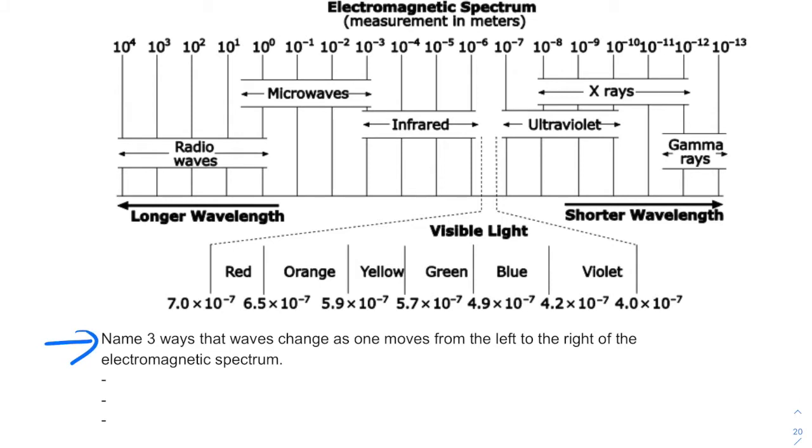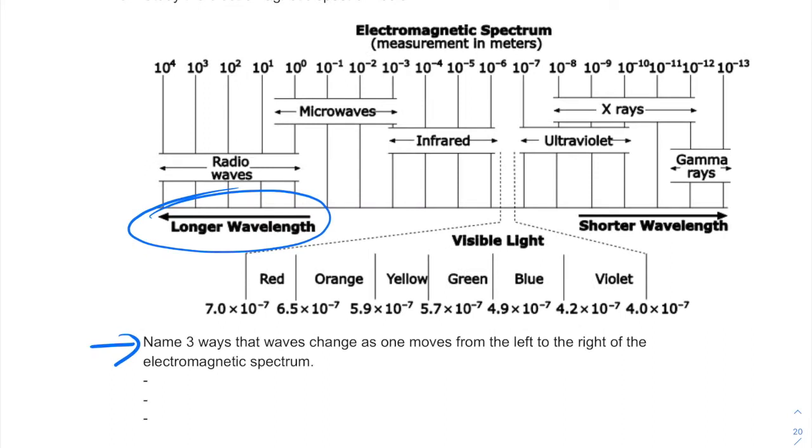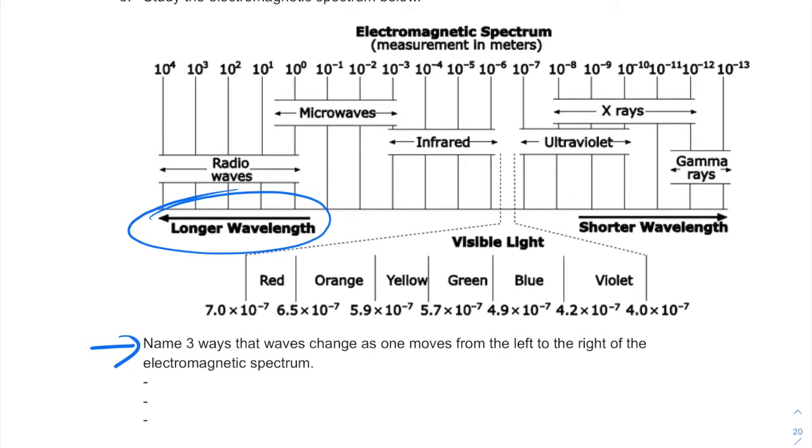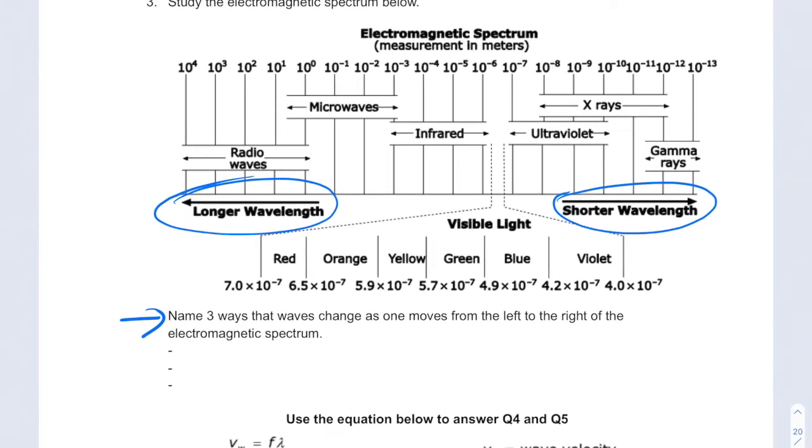It says, name 3 ways that waves change as one moves from the left to the right of the electromagnetic spectrum. So on the left you can see we have longer wavelengths, like radio waves are very long. And then on the right hand side you have short wavelengths. Gamma rays are the shortest. So we could say wavelength decreases.